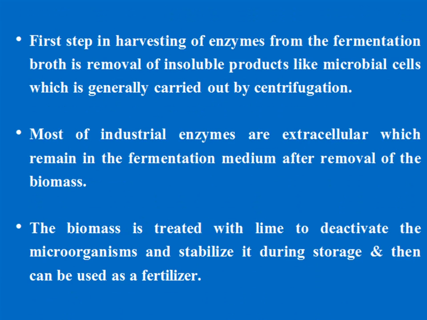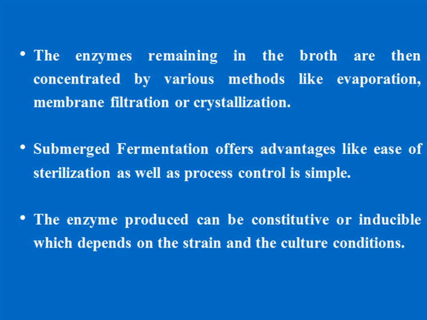The first step in harvesting of enzymes from the fermentation broth is removal of insoluble products like microbial cells, which is generally carried out by centrifugation. Most industrial enzymes are extracellular, which remain in the fermentation medium after removal of the biomass. The biomass is treated with lime to deactivate the microorganisms and stabilize it during storage, and then can be used as a fertilizer. The enzymes remaining in the broth are then concentrated by various methods like evaporation, membrane filtration, or crystallization.